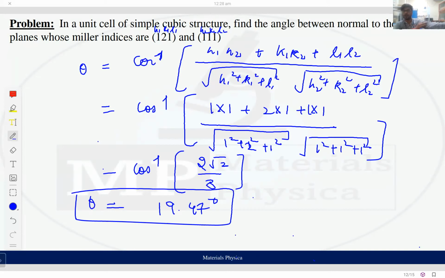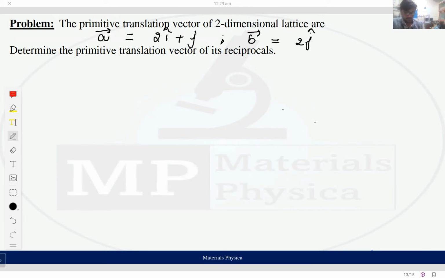Now move on to the next question. The primitive translation vector of the two-dimensional lattice: a is equal to 2i plus j and b is equal to 2j. Determine the primitive translation vector of its reciprocal. So the primitive translation vectors of the two-dimensional lattice are given as a and b.